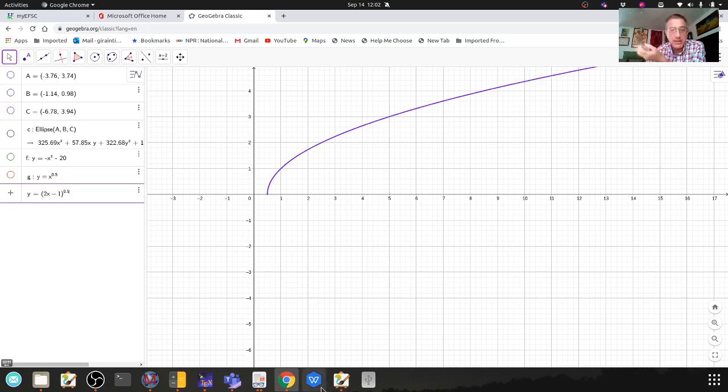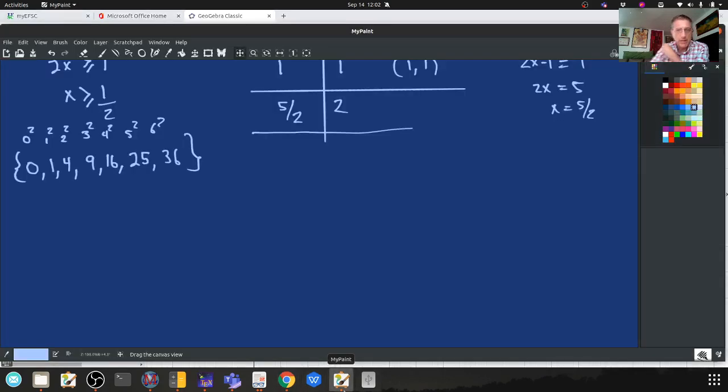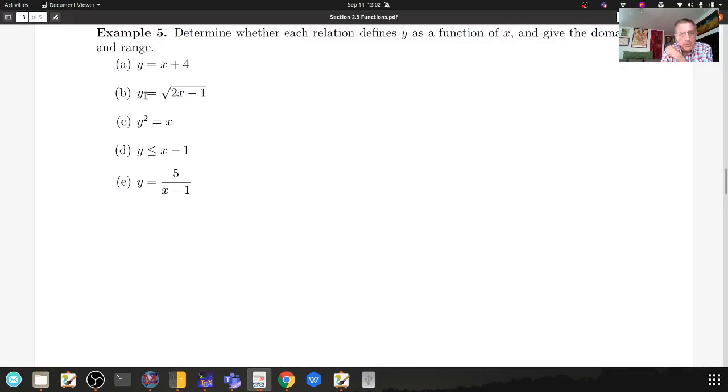So by looking at the graph, you can immediately tell, oh, this is a function. So our answer to number B is it's a function. And how do we tell? We graphed it. What about this one? Y squared is equal to x.